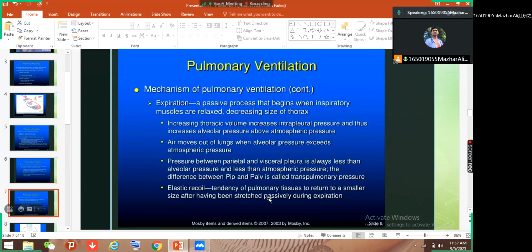So when the elastic tissues around the alveoli stretch during inspiration, they then recoil and come back to their original position. This is what we call recoil. This is due to the pulmonary tissue around the alveoli.